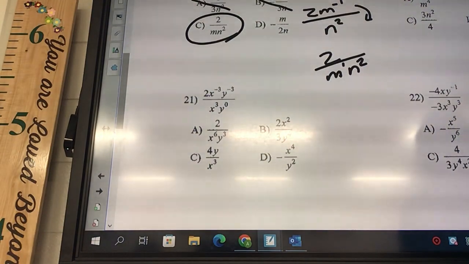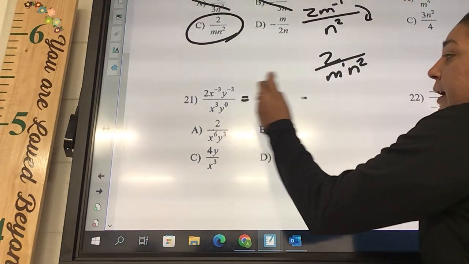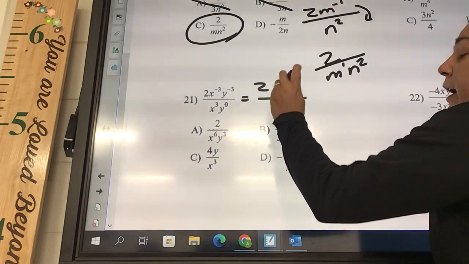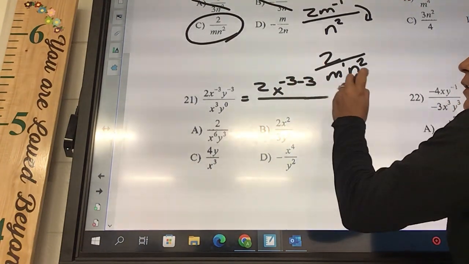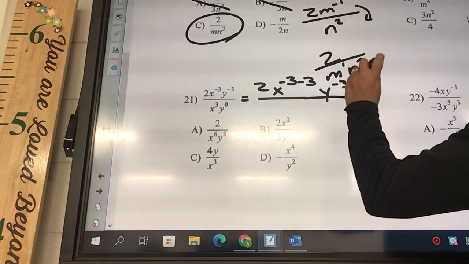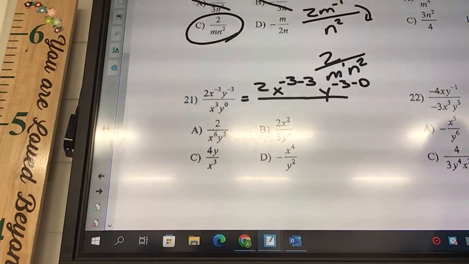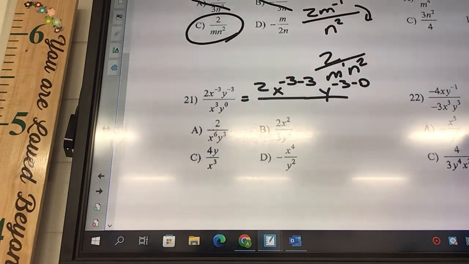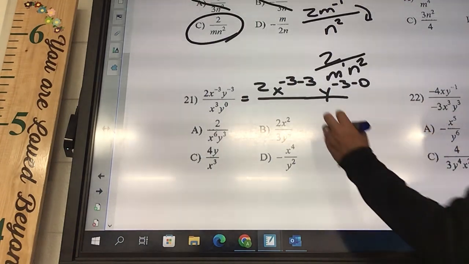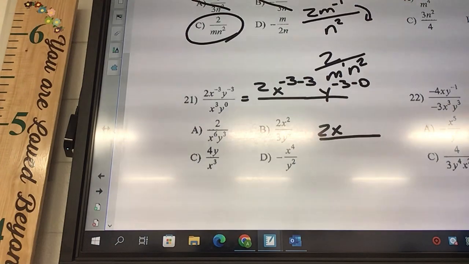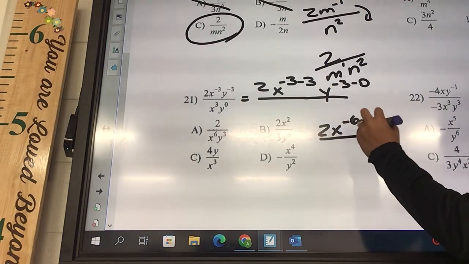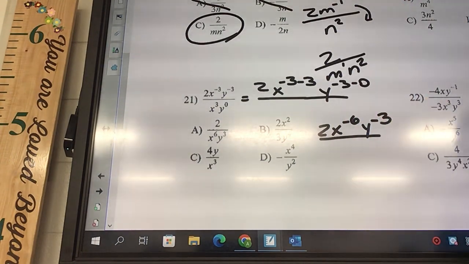Okay, 21, we're subtracting those exponents. So we got 2x to the -3 minus 3, y to the -3 minus 0. Okay, what is -3 minus 3? -6, y to the -3.